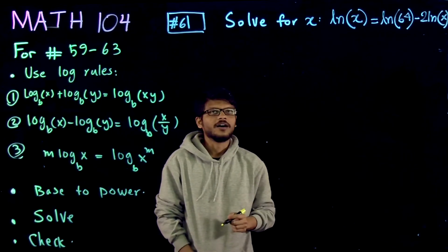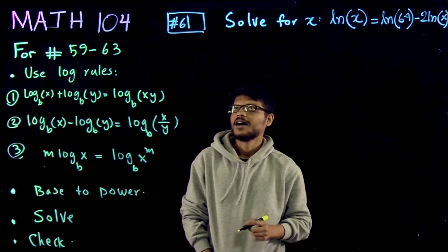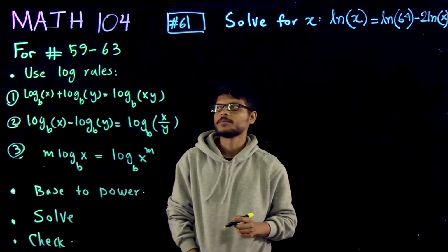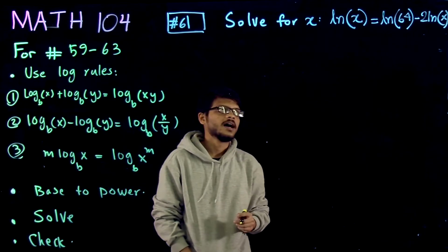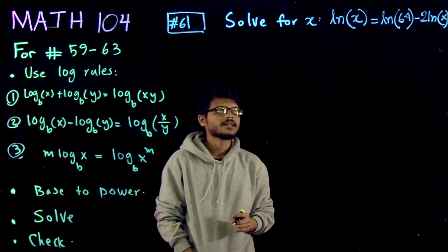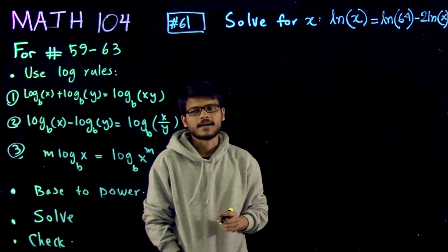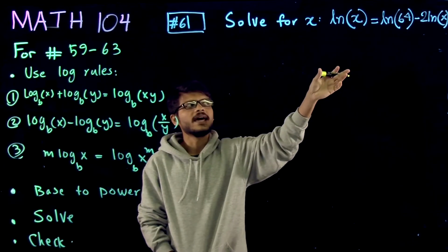Hello everyone. We're solving the gateway problems for Math 104, and this is problem number 61, from problem set 59 to 63. This one is: solve for x. On the left hand side we have ln x, and on the right hand side we have ln 64 minus 2 ln x. If we look at this problem, on the right hand side you can see two ln's.